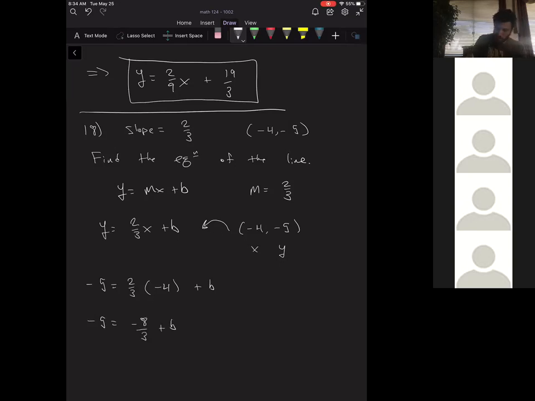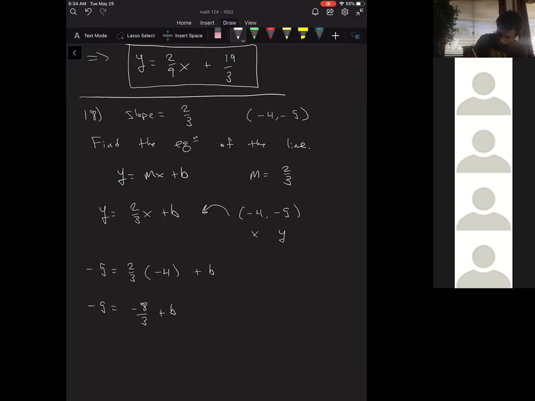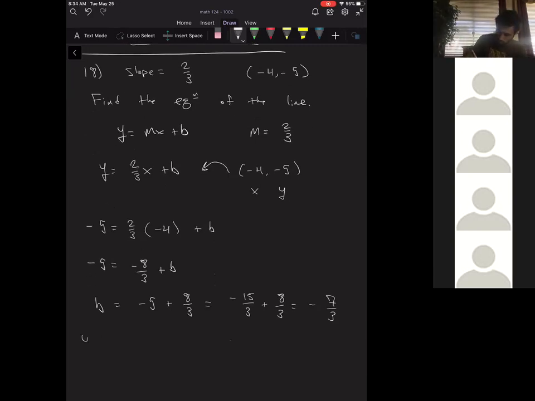So now what we need to do is add the 8 over 3 to the other side. So this tells us that our b is equal to -5 plus 8 over 3. So getting a common denominator, we'll have -15 over 3 plus 8 over 3. And that's going to be -7 over 3. So then our b is -7 over 3. So the equation of our line is y equals 2/3 x minus 7 over 3.